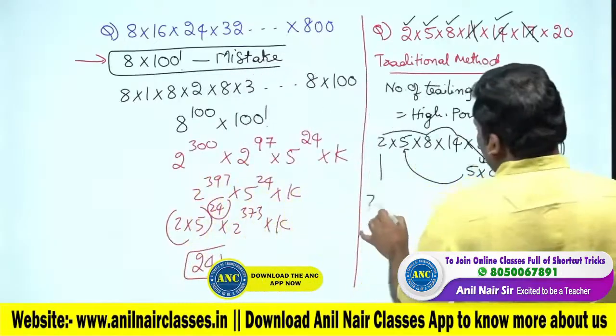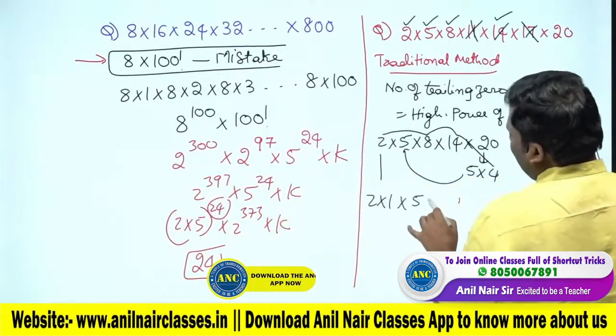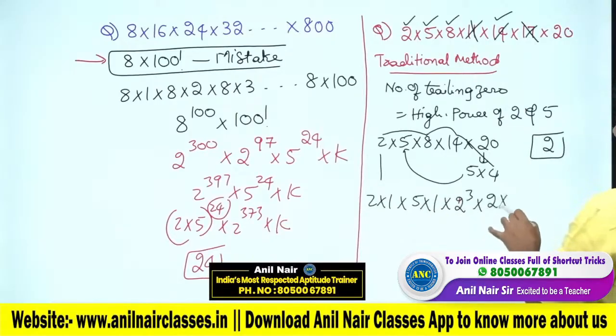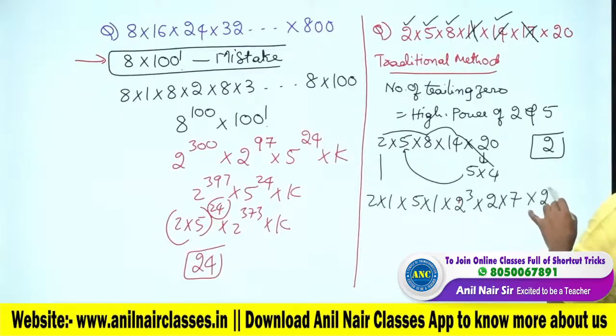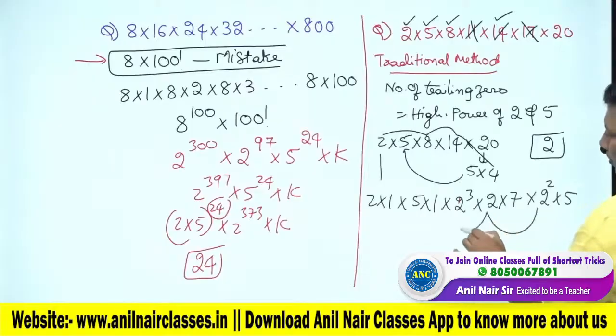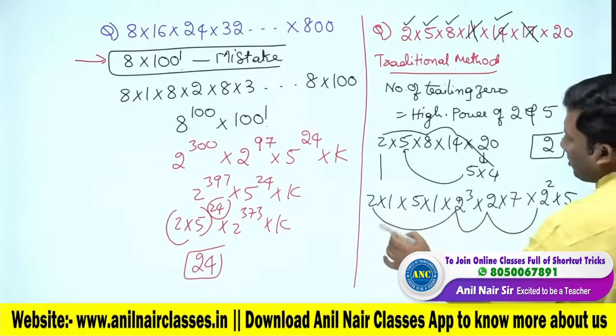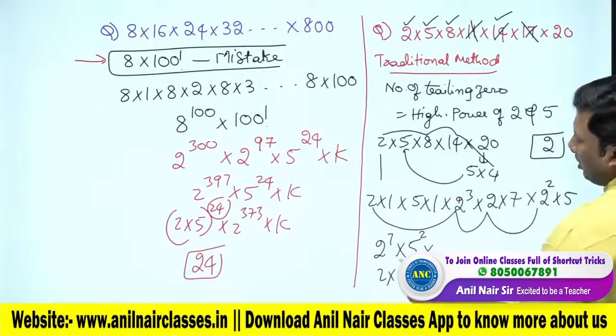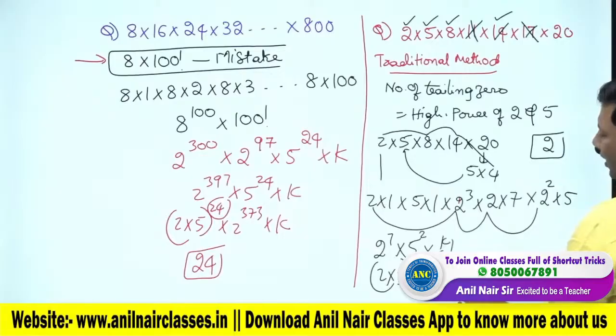If you see here, 2 can be written as 2 into 1. 5 can be written as 5 into 1. 8 can be written as 2 cube. 14 can be written as 2 into 7. 20 can be written as 2 square into 5. How many 2's did we get? 2 cube, 2 power 6, 2 power 7. 2 power 7 into 5 into 1, 5 square we got. So this can be written as 2 into 5 whole square into 2 power 5 into some other prime bases. How many zeros are there at the end? It is 2. It's a very easy question.